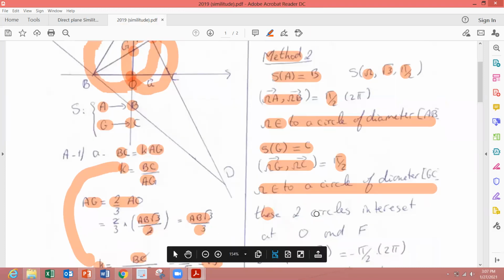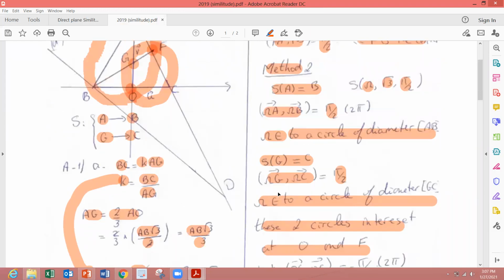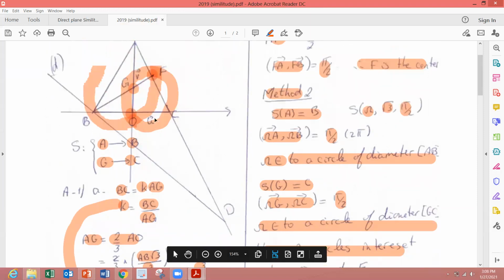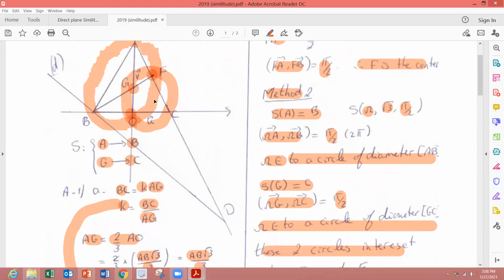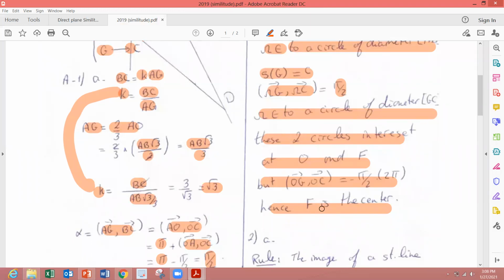These two circles intersect at O and F, but OG OC equals minus pi over 2, not pi over 2, so hence F is the center. Which minus pi over 2? OG OC: moving from G to C, we move in the negative sense of rotation. So OG OC is minus pi over 2, and we were given pi over 2, so O is not the center, F is the center.